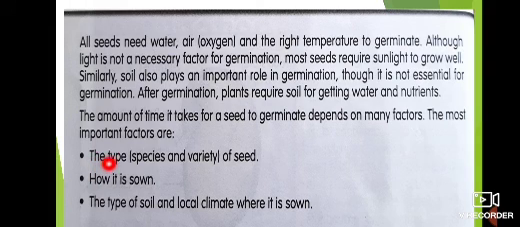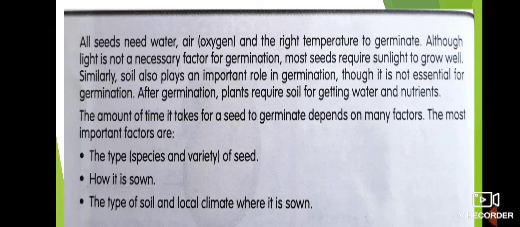Okay, so the type or species of seed. If we sow moong and gram, then both are different seeds. So moong will germinate faster than gram. So the type of seed or variety depends on its species. Which seed will take more time and which seed will take less time? It depends on the variety of seed and also how it is sown.